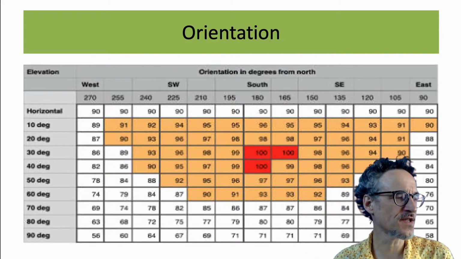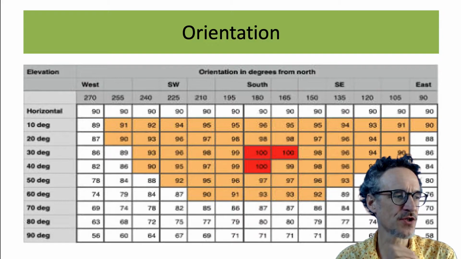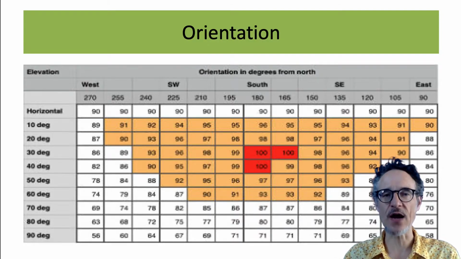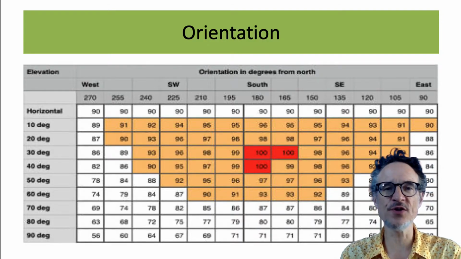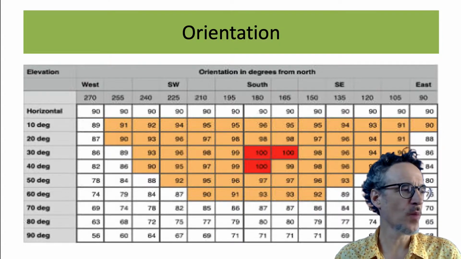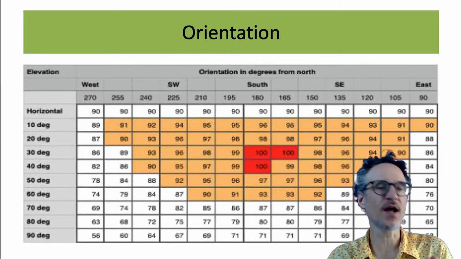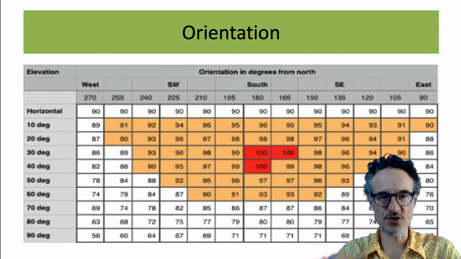So you can see, try and get the panels pointing south, but if they're a few degrees off, it doesn't make a big difference. When you start to get 45 or 90 degrees off, it starts to drop.